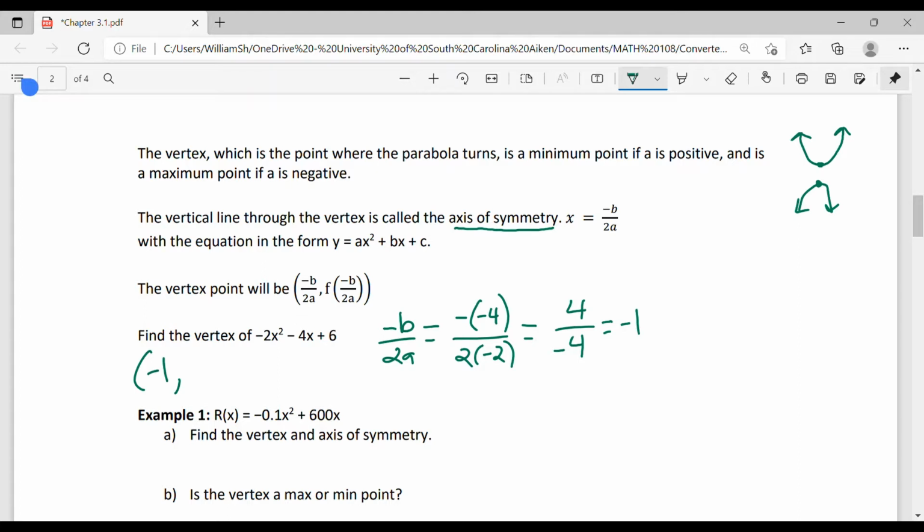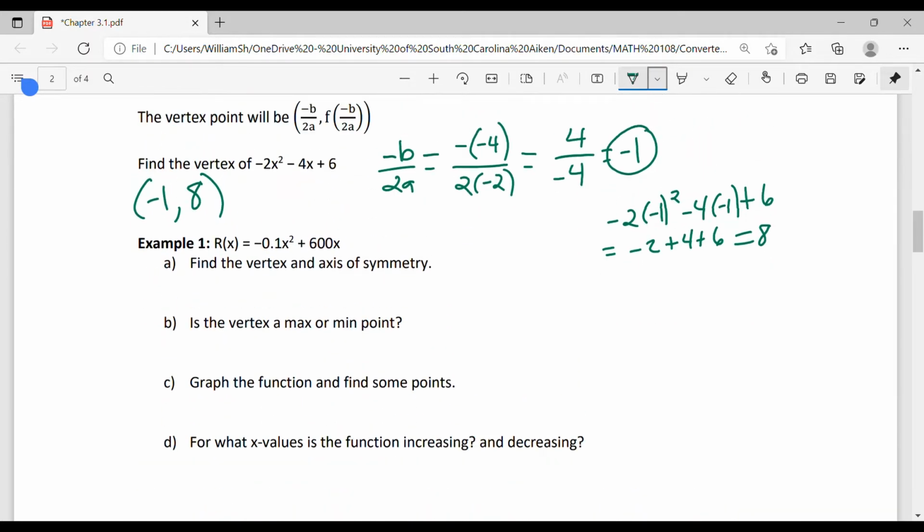I still need to find my y point. To find that y point, I'll take this x point that we found here and plug it back into my equation. So we will go negative 2 times negative 1 squared minus 4 times negative 1 plus 6. Now negative 1 squared is positive 1 times negative 2 is negative 2. Negative 4 times negative 1 is positive 4. And then I'm going to leave that positive 6 there. Now negative 2 plus 4 is positive 2. Positive 2 plus 6 is 8. So my vertex point here is negative 1, 8.